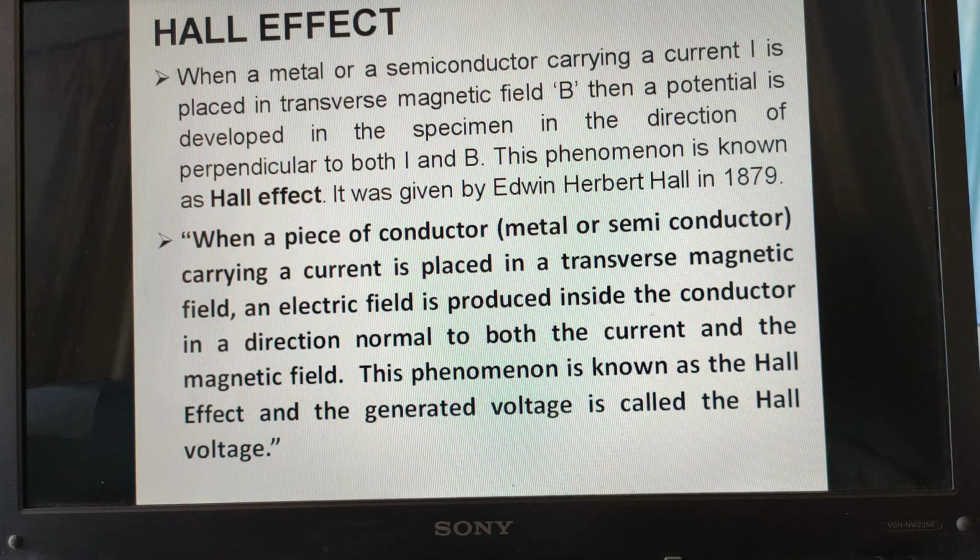So in short, we can write it as: when a piece of conductor, metal or a semiconductor carrying a current is placed in a transverse magnetic field, an electric field is produced inside the conductor or semiconductor in a direction normal to both the current and the magnetic field. This phenomenon is known as Hall's effect and the generated voltage is known as Hall voltage.